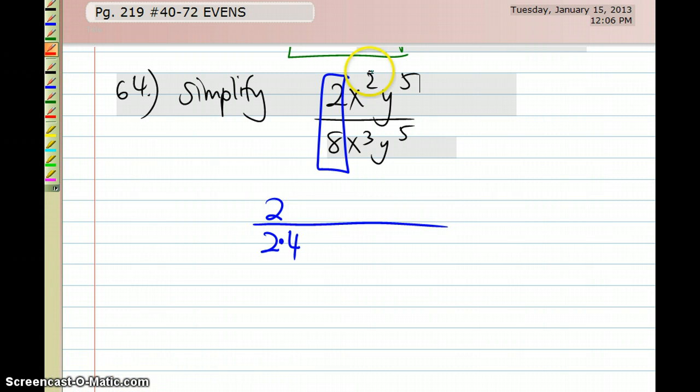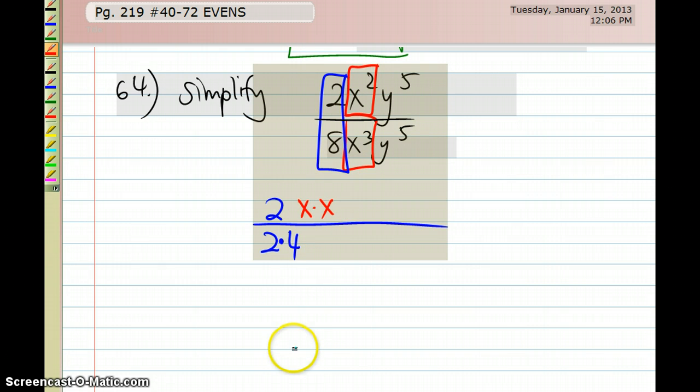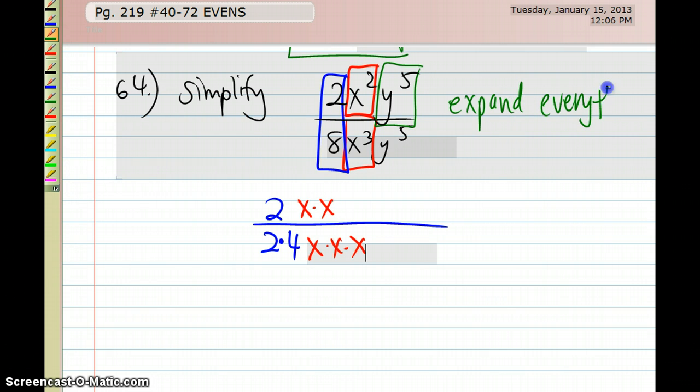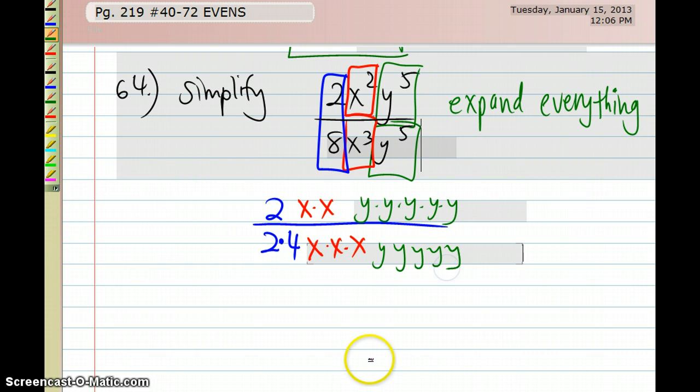Then I'm going to expand the x's. In the numerator, I have x times x. In my denominator, I have x times x times x. Then I'm going to look at the y's. Expand everything. Always expand. Even if you're not in doubt, just do it, because I don't want you making up rules. There are 5 of them in the numerator and 5 of them in the denominator.